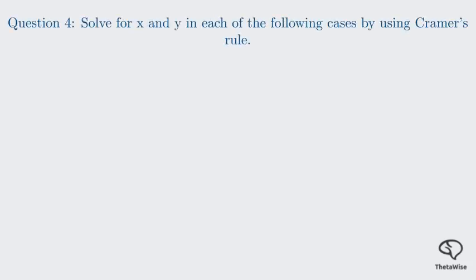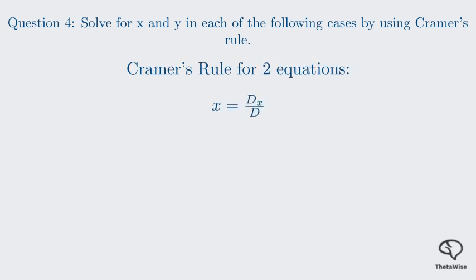We've reached question 4. Here, we're asked to solve systems of 2 linear equations in 2 variables, x and y, using Cramer's rule. This method is a powerful application of determinants to solve systems of equations. Before we can use the rule, every equation must be in its standard form, ax plus by equals c. The formula for x is D sub x divided by D, and for y, it's D sub y divided by D. Let's define these determinants.